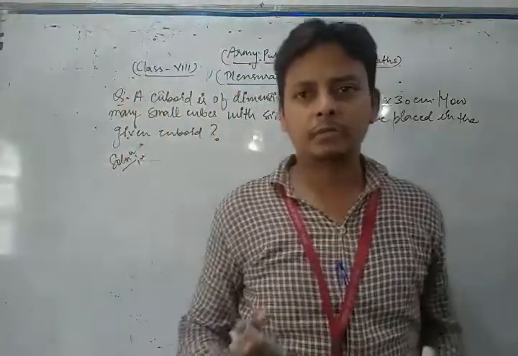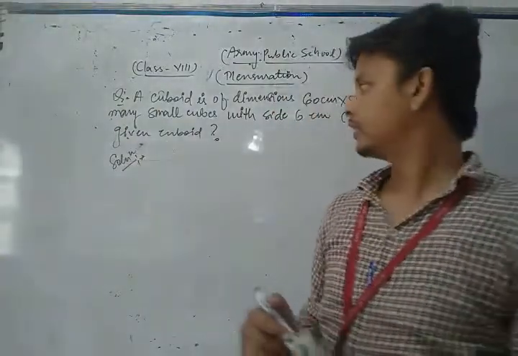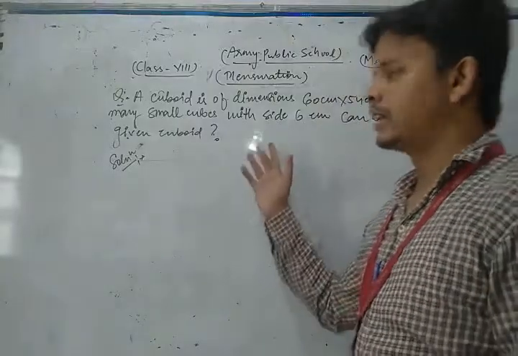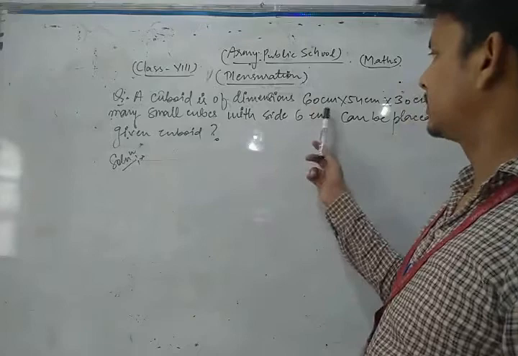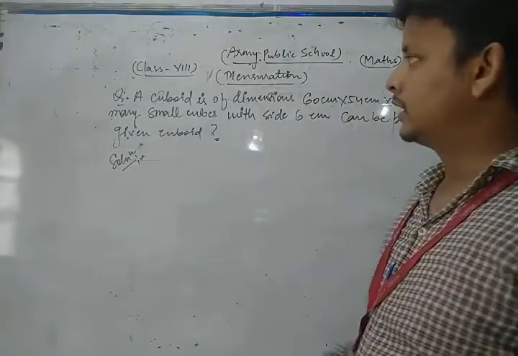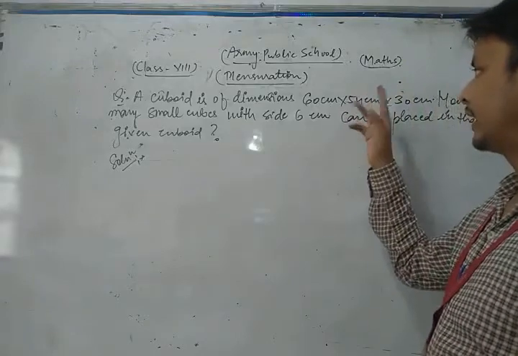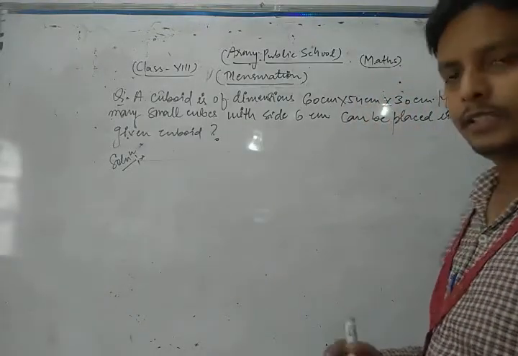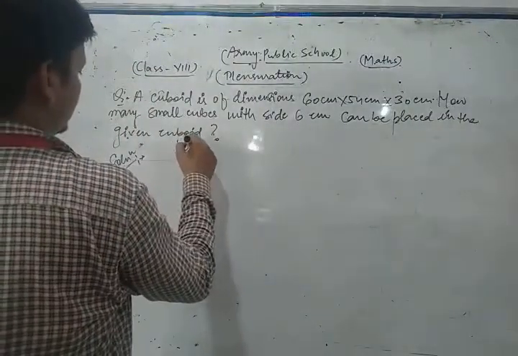Dear students, this is a very important question related to your chapter mensuration. So please let's see very carefully. Here, your question is, a cuboid is of the dimensions this, and this. Means here the length of the cuboid is 60 centimeter, breadth of the cuboid is 54, and height of the cuboid is 30 centimeter.